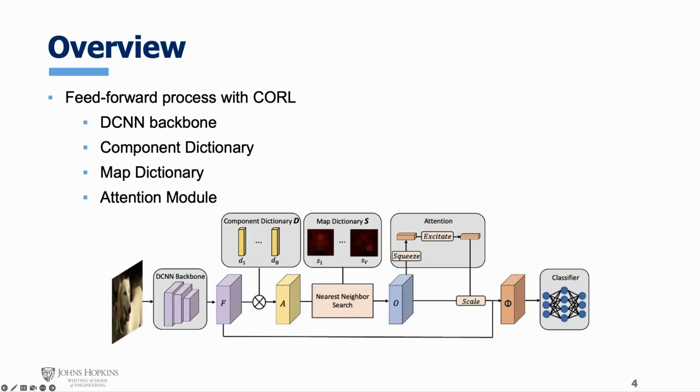Here is the overview of our network. Our model contains four main modules. The first is the deep neural network as a backbone, the second is the component dictionary, the third is the map dictionary, while the last one is an attention module.